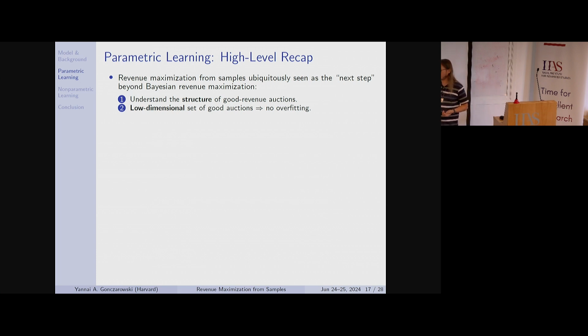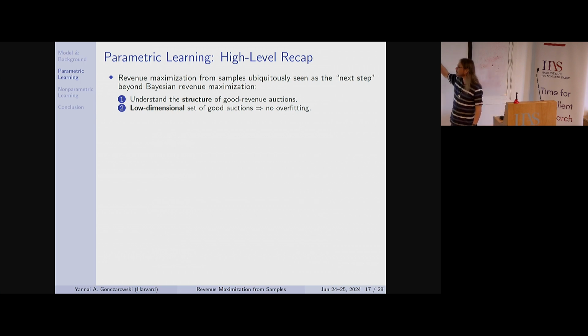If we optimize over this family of mechanisms, for example, we proved that the pseudo-dimension, one example that we use for a learning-theoretic dimension of the class, is low enough to promise that there will be no overfitting. So we said that the general two-step dance in getting empirical revenue maximization guarantees was first to understand the structure of good revenue auctions.